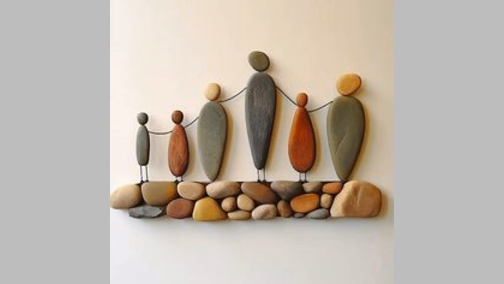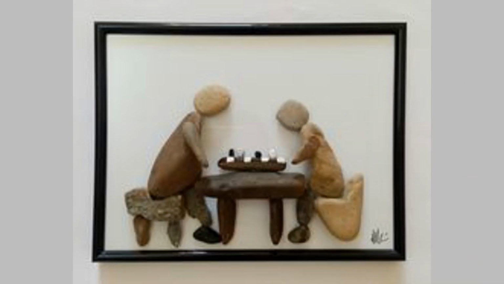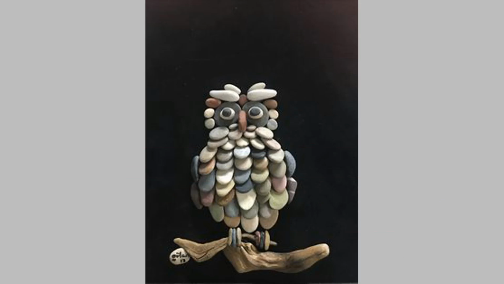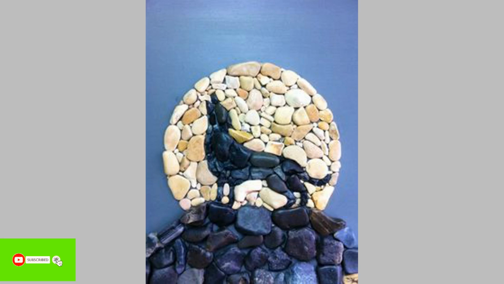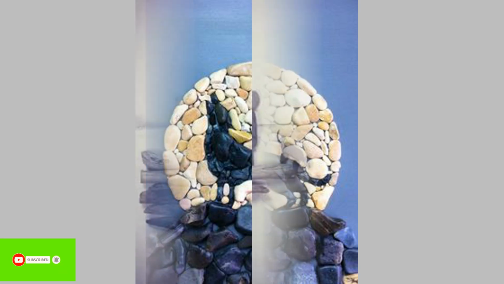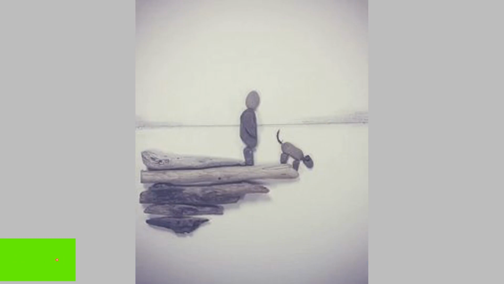Overall, creative stone art is a rich and diverse field that offers endless possibilities for artistic expression and exploration. Whether through traditional techniques or innovative approaches, artists continue to push the boundaries of what is possible with stone, creating captivating works of art that celebrate the beauty and resilience of the natural world.